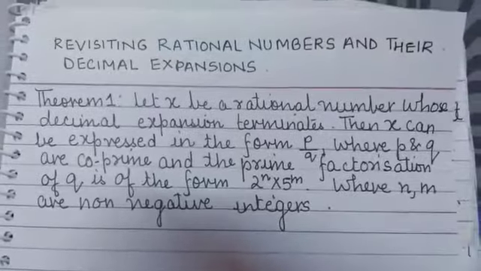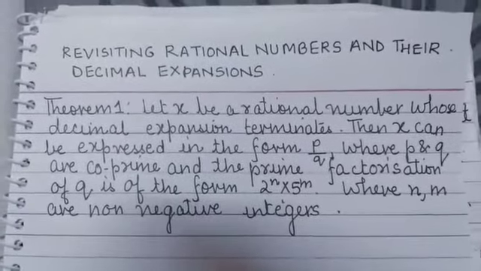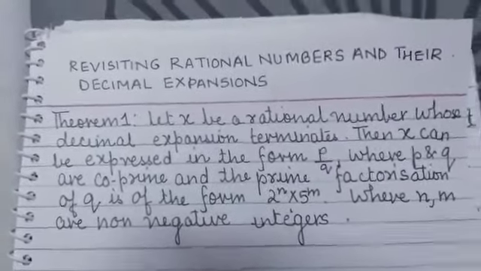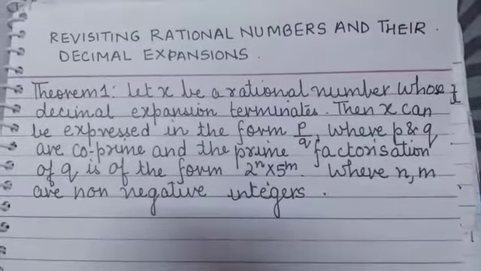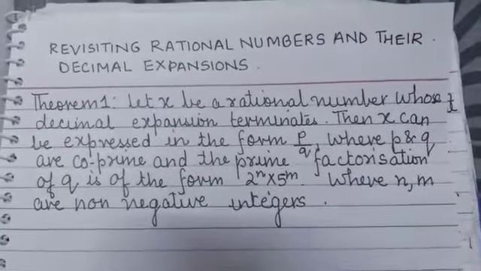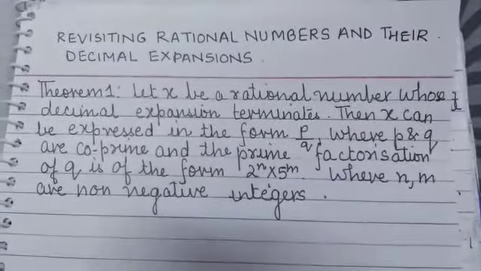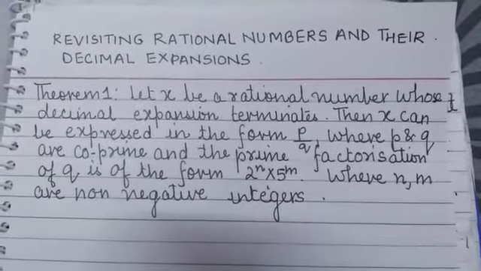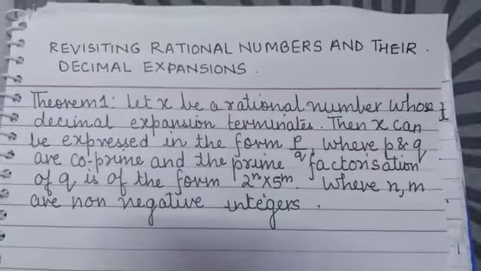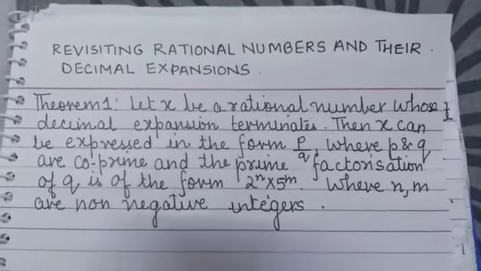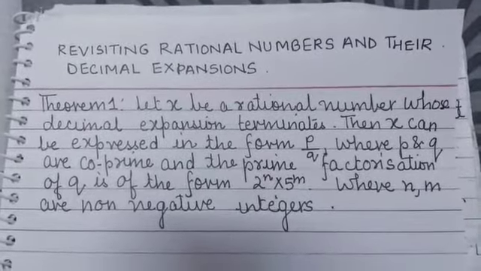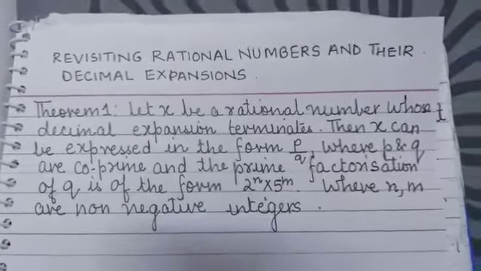Om Shanti class. Today we are going to revisit rational numbers and their decimal expansion. In class 9, you have done rational numbers and their terminating and non-terminating decimal expansion. Now you all know what rational numbers are. They are in the form a upon b, where a and b are integers and b cannot be equal to 0. And today we are going to study when the decimal expansion of a upon b is terminating and when it is non-terminating repeating.